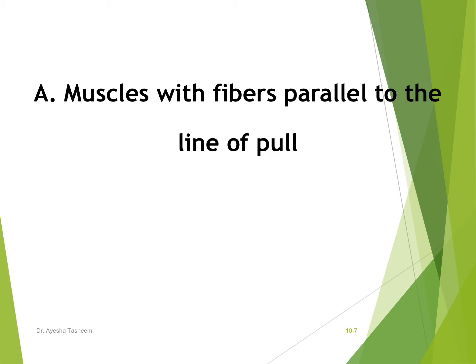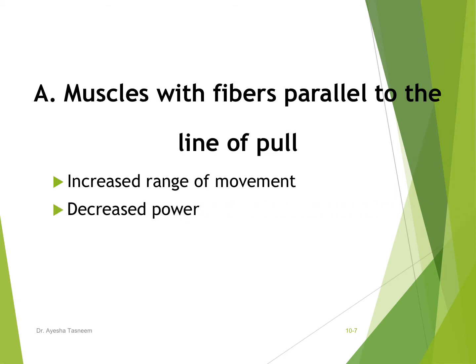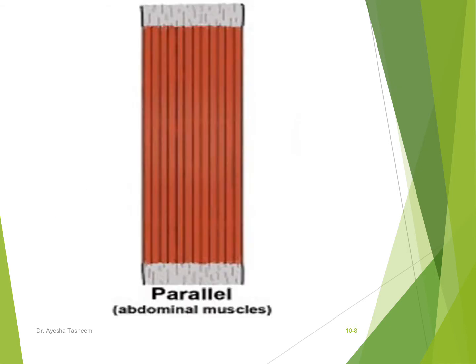If this is so, we will have two major things in these muscles. Firstly, they will allow increased range of movement because the fibers are parallel to the line of pull, and there is decrease in power. If the muscle has to cover a long distance while contraction, then the strength or the power will be less. This is the example. These are the muscles of the abdomen, abdominal muscles. You can see here all the muscle fibers are lying parallel.